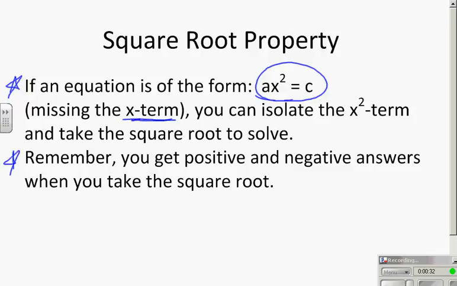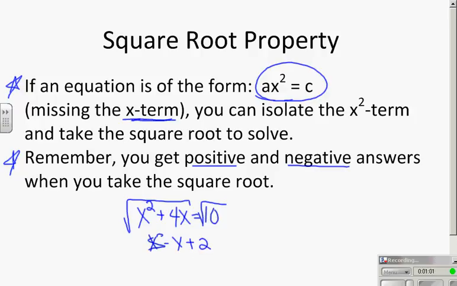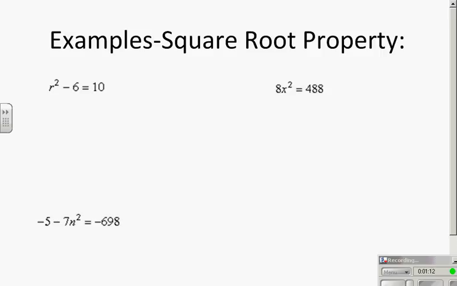Key. Remember I just said if you have a square power, if you're to the second power, you need two potential answers. So when you take the square root, remember you get positive and negative answers. If you have something like x squared plus 4x equals 10, you cannot take the square root of both sides and simply say x plus 2 something. So remember, we can't take that square root across an addition problem. So that doesn't work. But where it does work are problems like this.